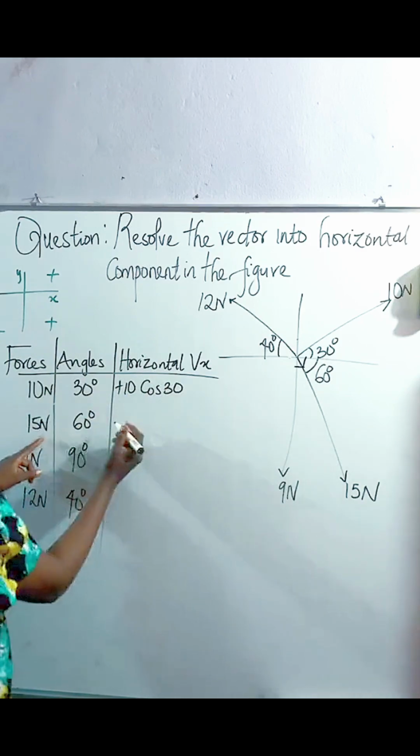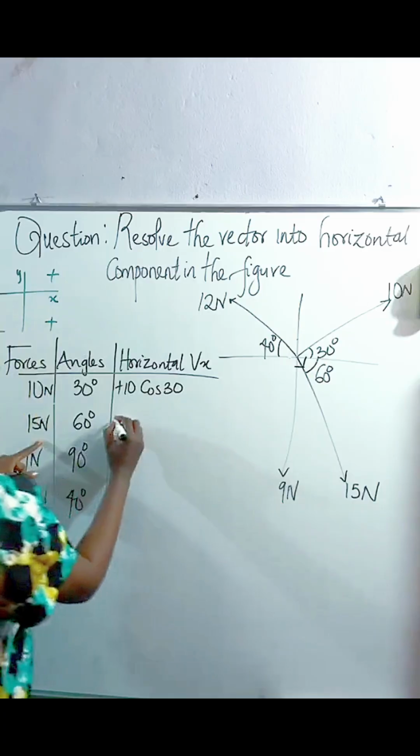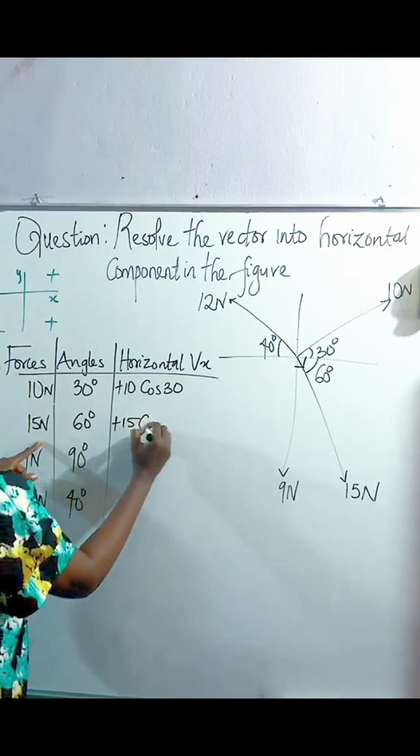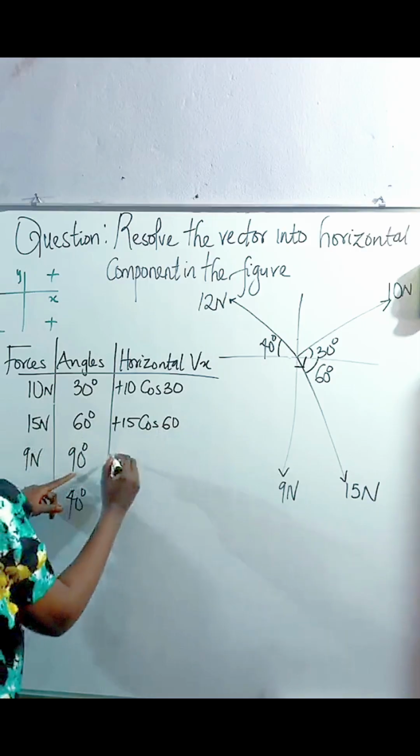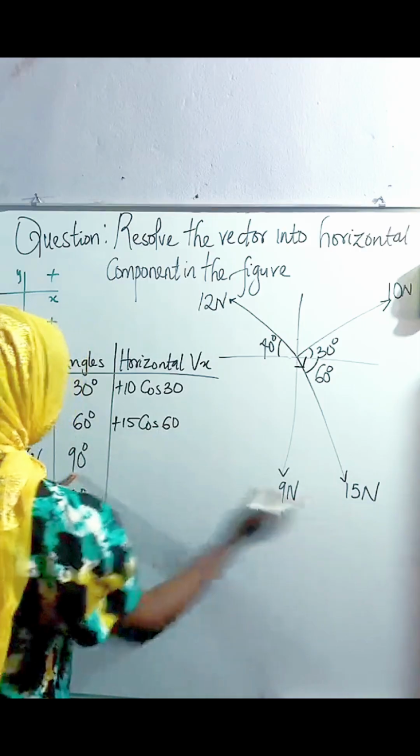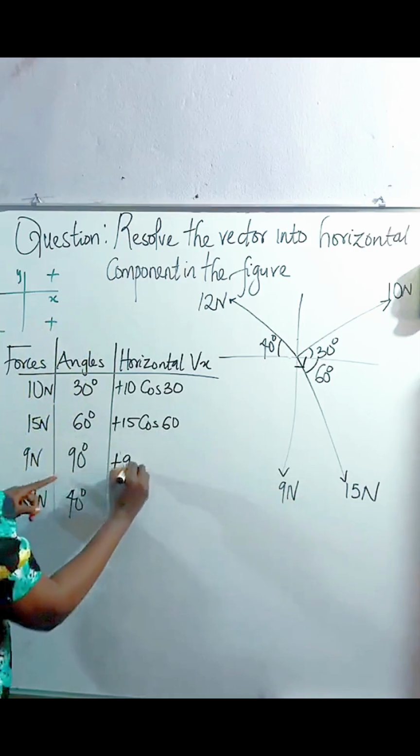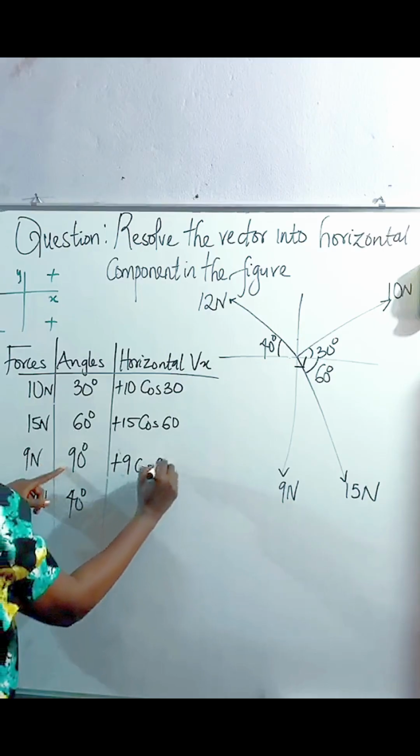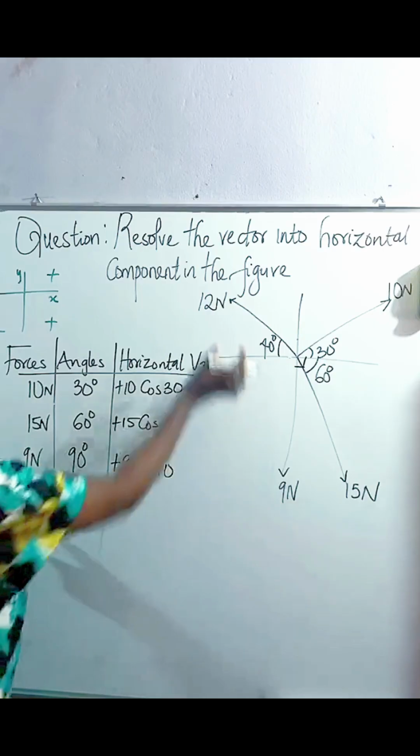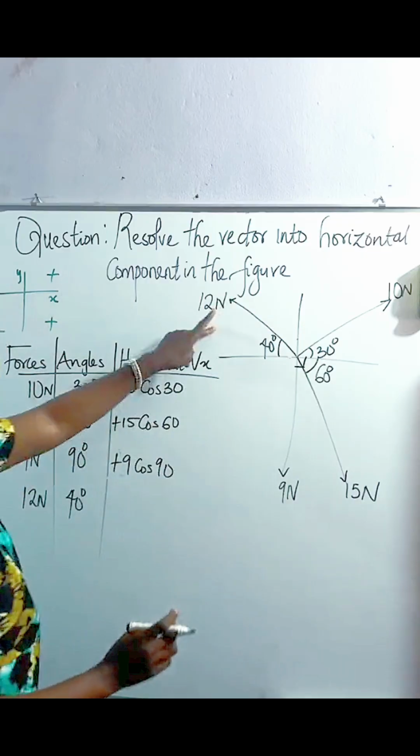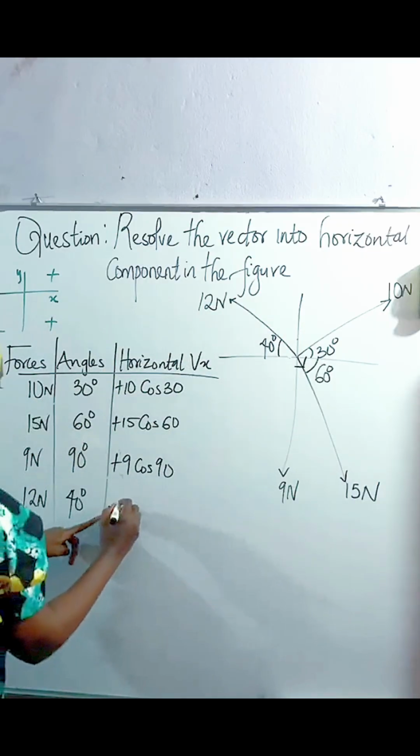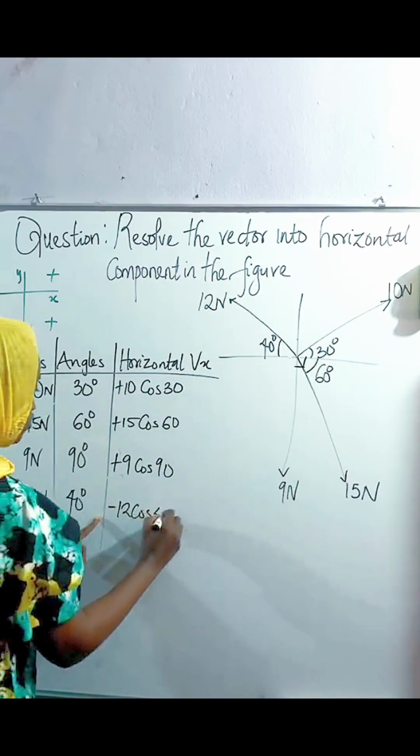Moving on to the next one, 15 is also going to be positive. So plus 15 cos 60. The next one now is 9 Newton. This is still on the right-hand side. Plus 9 cos 90. Now the last one, which is 12, is on the left-hand side, which is going to be negative. So this is going to be negative 12 cos 40.